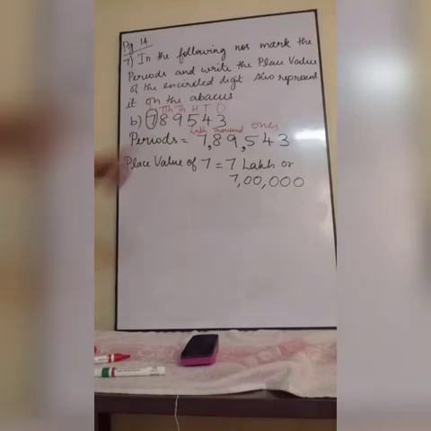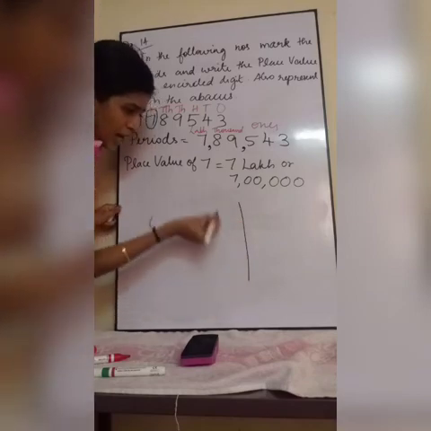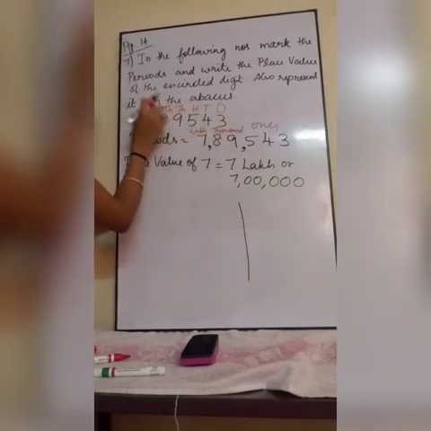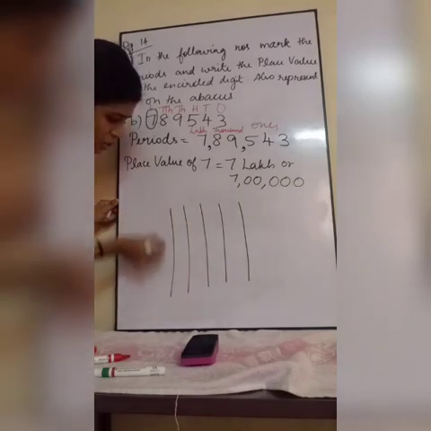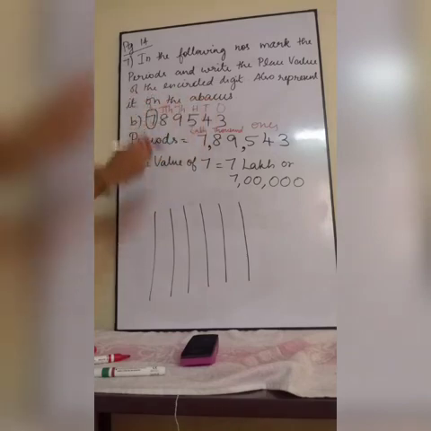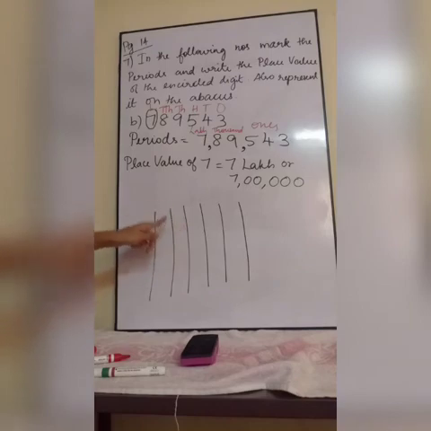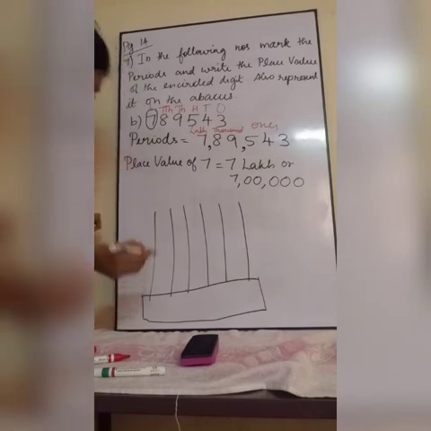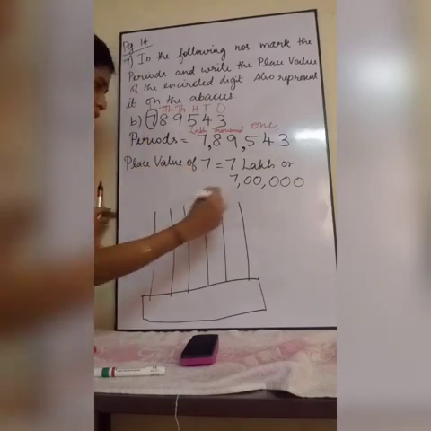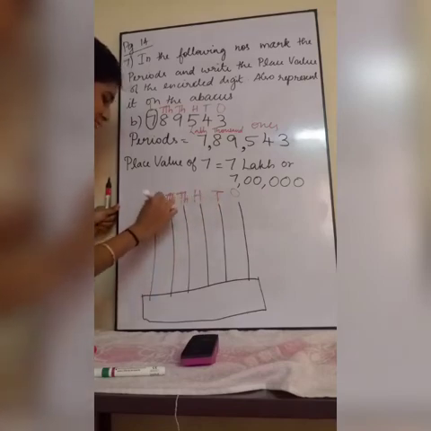Next, what is the question? Represent it on the abacus. Abacus means, see, in the diagram, you can write it yourself. Ones, tens, hundreds, 1,000, 10,000, lakh. Based upon these place values, you have to draw the stripes. Now you can put one box here. Now you can represent here ones, tens, hundreds, 1,000, 10,000, lakh.